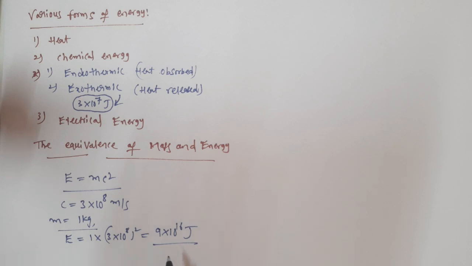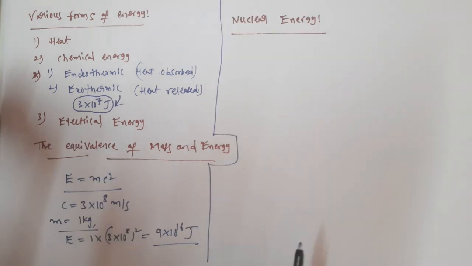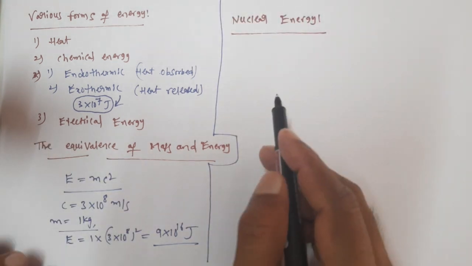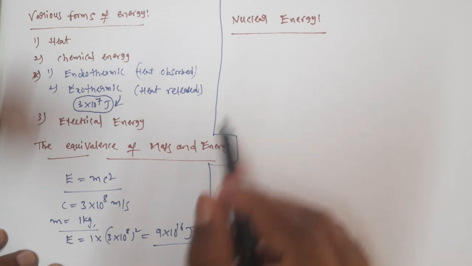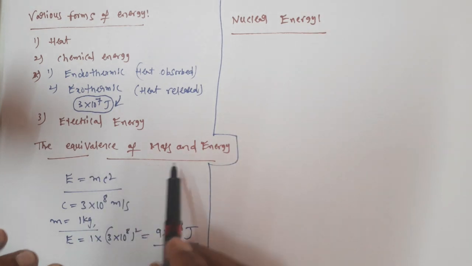But manually, can we do this? Manually we cannot do, isn't it? So this thing happens, this mass is converted to energy, whenever nuclear reactions take place. So mass is converted to energy. That I will explain now. So nuclear energy is nothing but this one, the equivalence of mass and energy.